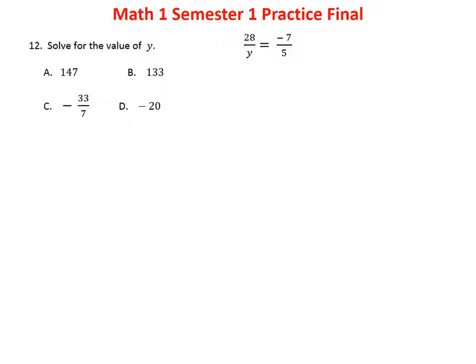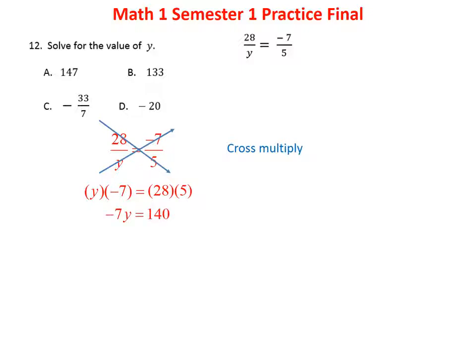Number 12 is a proportion problem. One method that always works for a proportion problem is simply to cross multiply. Remember, this only works with proportion equations. So we're going to cross multiply. First, y times minus 7, and 28 times 5. Usually we write the variable first, so we'll have minus 7y equals 140.